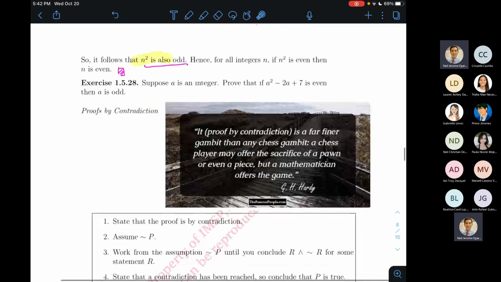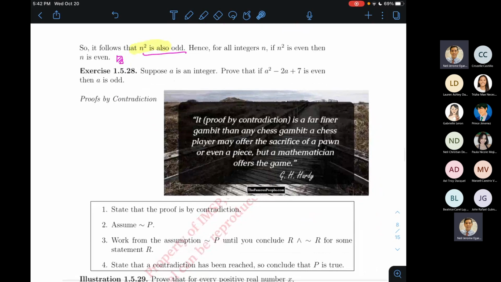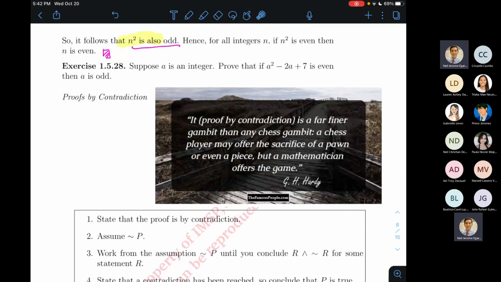So let's go back to the worksheet. At sinabi ko nga kanina, I'll introduce a new method of proof. And this is a nice and fascinating method of proof, which paved the way for proving some mathematical statements na otherwise mahirap i-prove. And this is what we call the proof by contradiction.